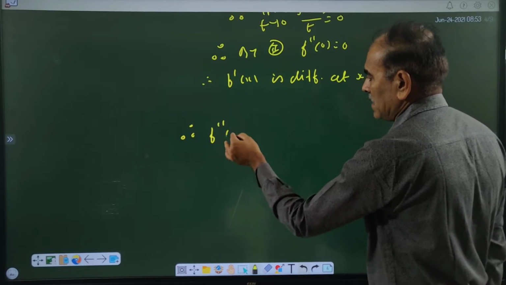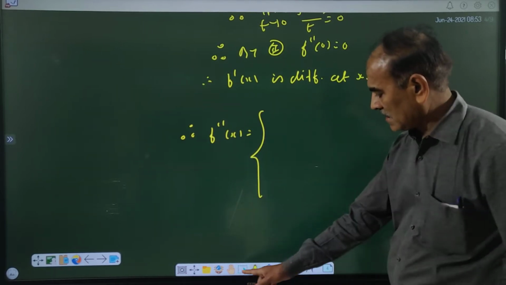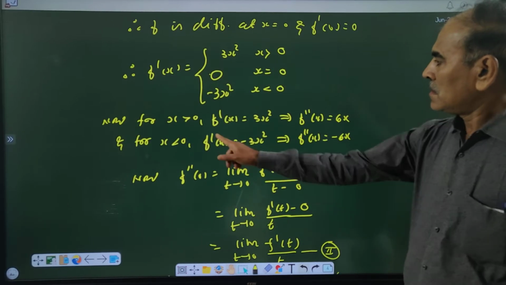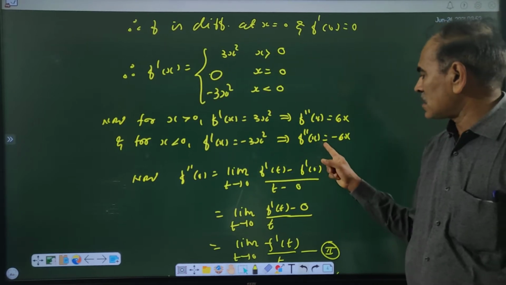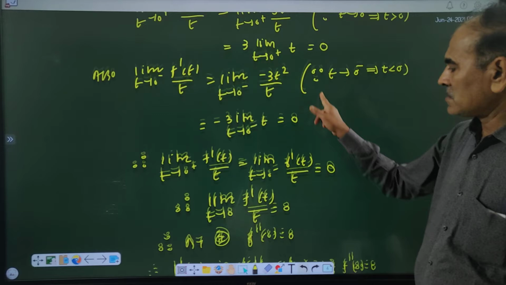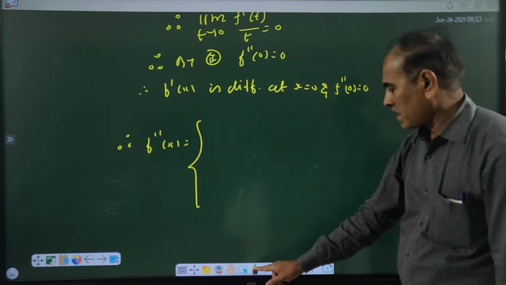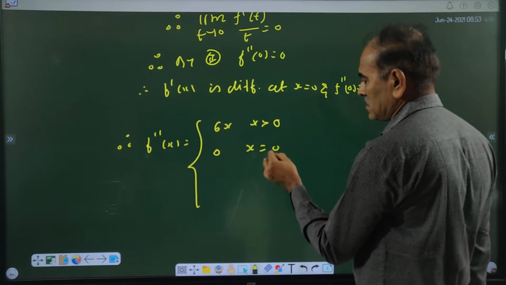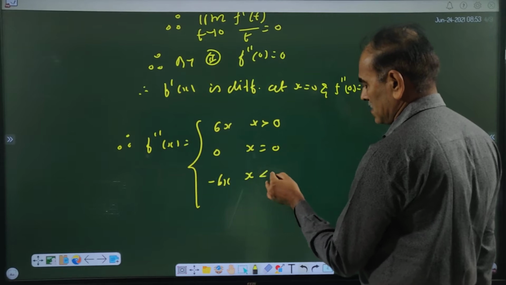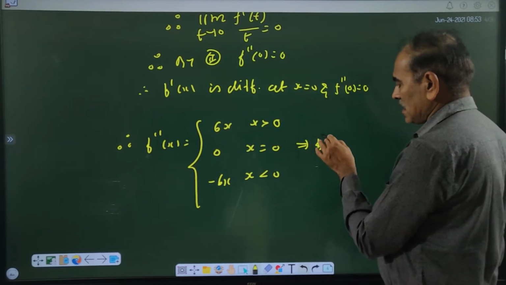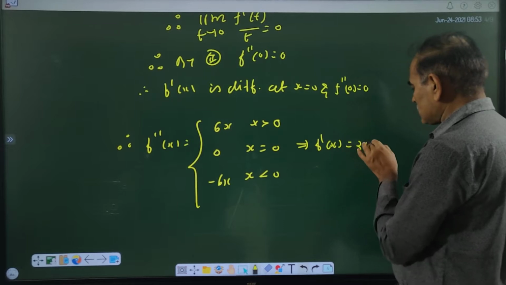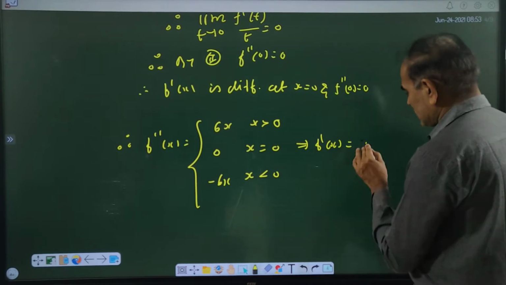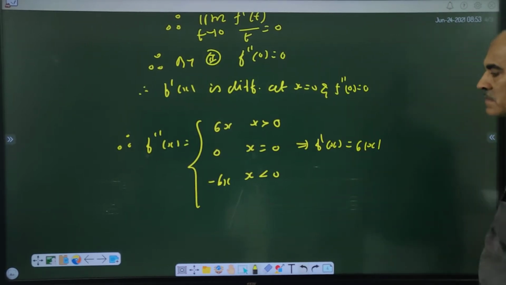So what we can write? And therefore f double dash x is equal to, let us see, when x greater than 0, then f double dash x is 6x, x less than 0, then f double dash x is minus 6x. And at 0, it is 0. So here we can write 6x whenever x greater than 0, 0 whenever x is equal to 0, minus 6x, x less than 0. So from this one, can I write f double dash x is equal to 6 modulus x? Yes. 6 modulus of x. Clear?